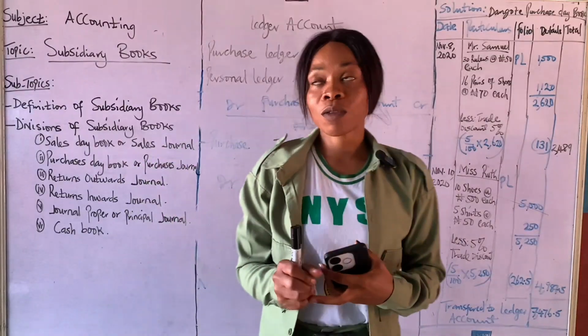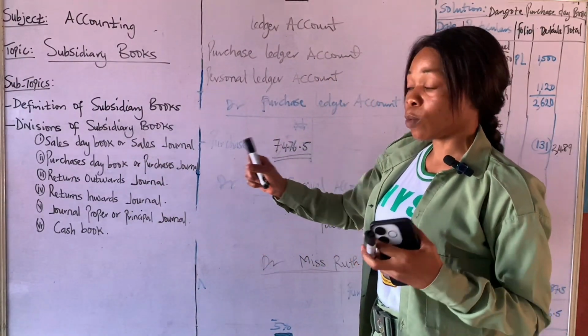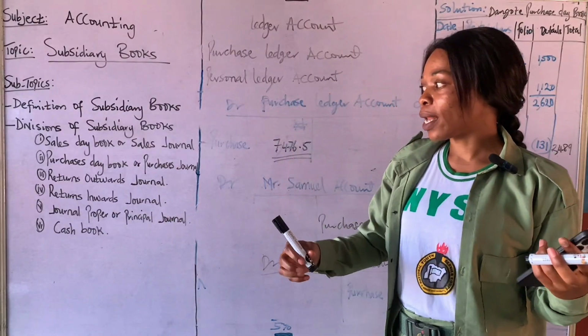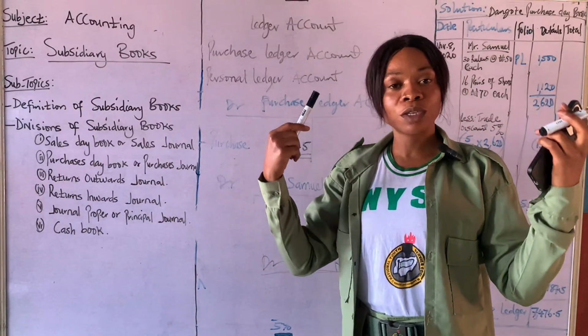Okay, so we are going to stop here. I've been able to do justice to the purchase table. So on our next video, I'm going to ensure that I do justice to returns outward journals.